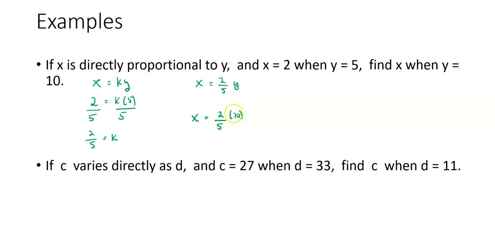It says find x when y is 10. Right? Notice that 10 divided by 5 is 2, times 2 is 4. So as the y's go up, the x's go up. X is 2 when y is 5. Find x when y is 10.